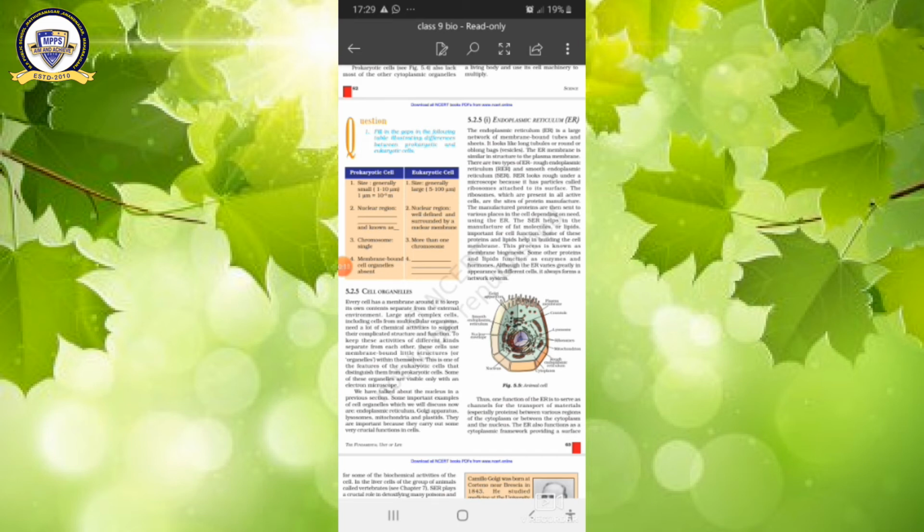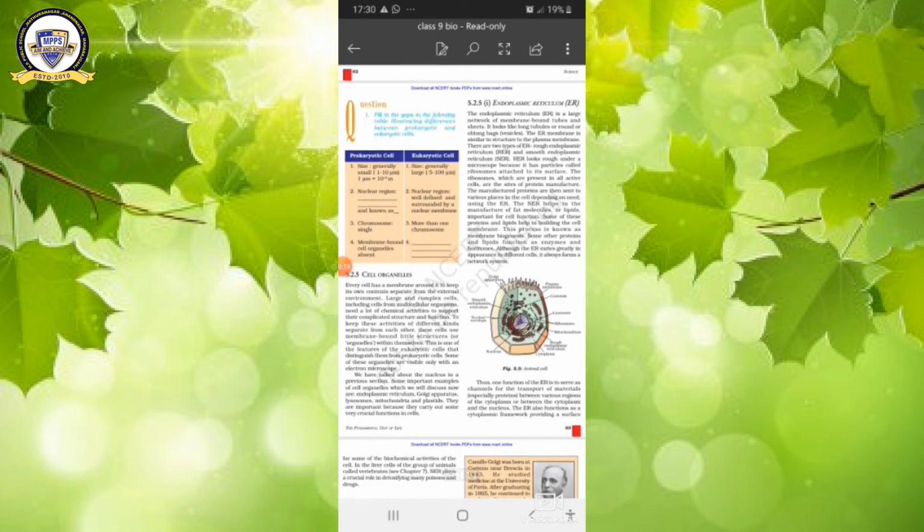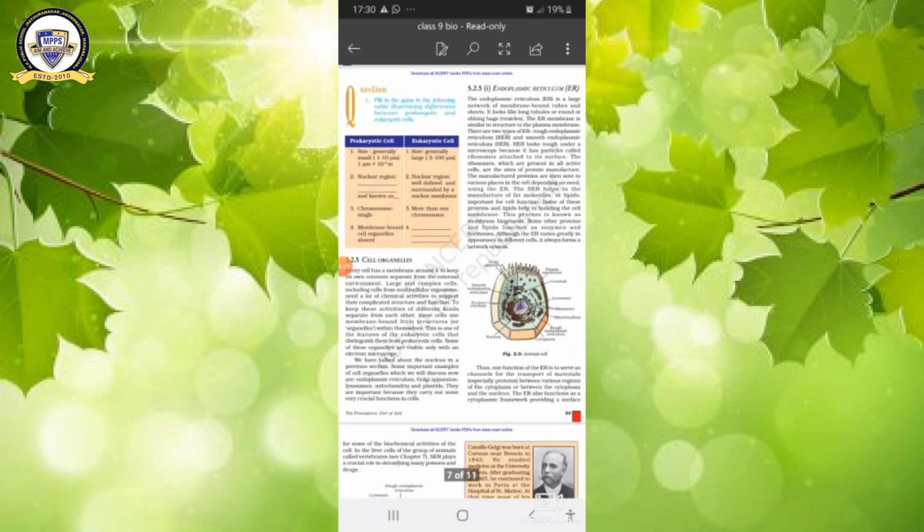Cell organelles. Every cell has a membrane around it to keep its own contents separate from the external environment. Large and complex cells, including cells from multicellular organisms, need a lot of chemical activities to support their complicated structure and function. To keep these activities of different kinds separate from each other, these cells use membrane-bound little structures or organelles within themselves. This is one of the features of the eukaryotic cell that distinguishes them from prokaryotic cells.